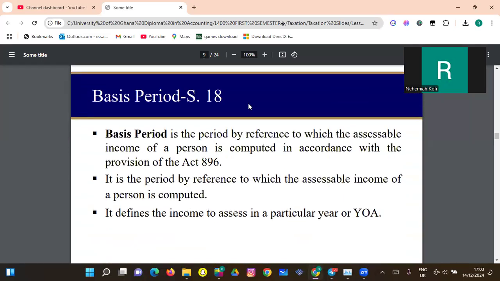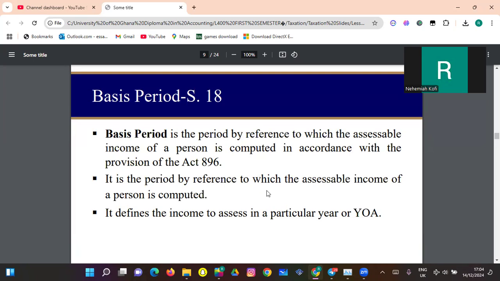So basis period is the period by reference to which the assessable income of a person is computed in accordance with the provision of the Act 896. So meaning that the period in which you've worked within the year of assessment, right? You get it? So it defines the income to assess in a particular year of assessment. So the income that is to be taxed or to be assessed in a particular year of assessment.